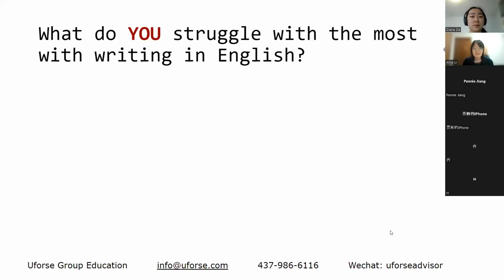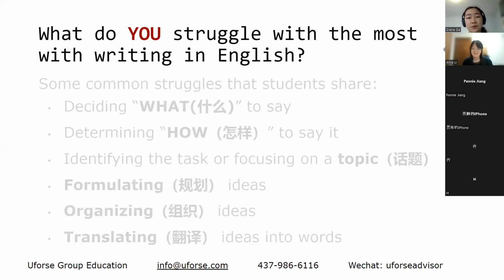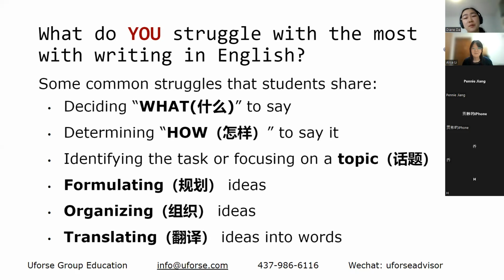I think that we can just continue, go on to the next slide. Good. Yeah, and give more introduction. Perfect. So what do you struggle with the most when writing in English? For most of our students, some common struggles that they all share are deciding what to say, determining how to say it, identifying the task or focusing on a specific topic, formulating ideas, organizing ideas, and lastly, translating ideas into words. So now I want all of our students to pause and review it. What is the difference between each of these difficulties and what do you yourself struggle with?